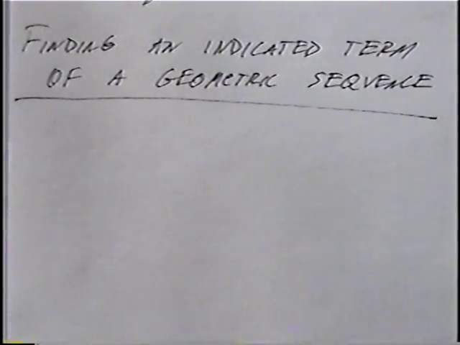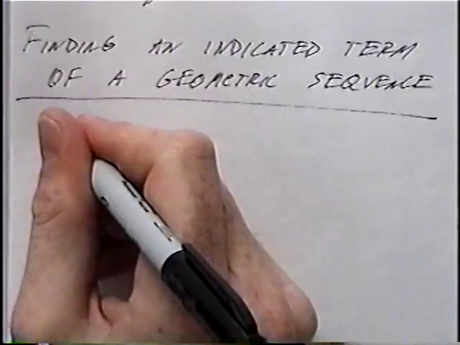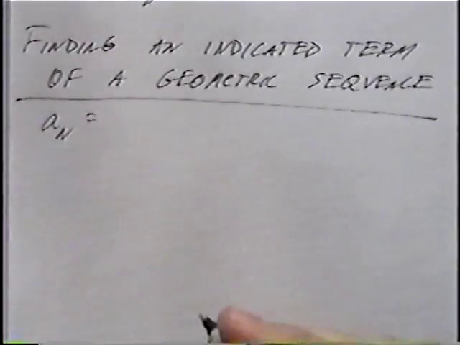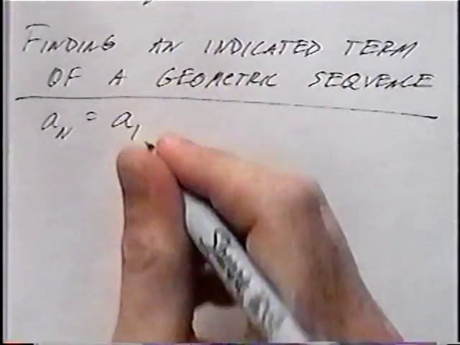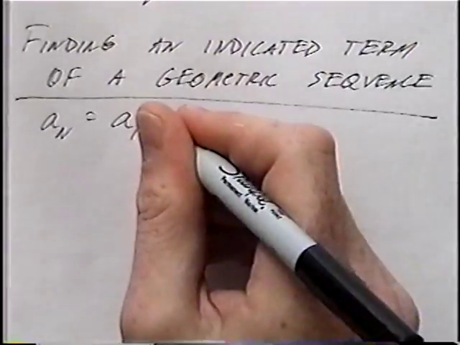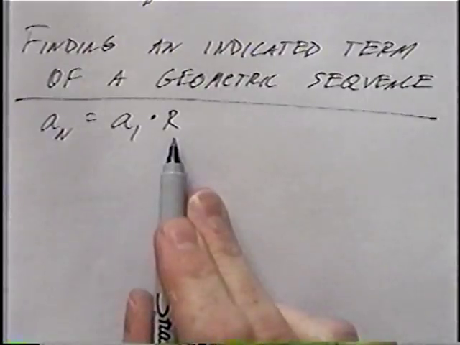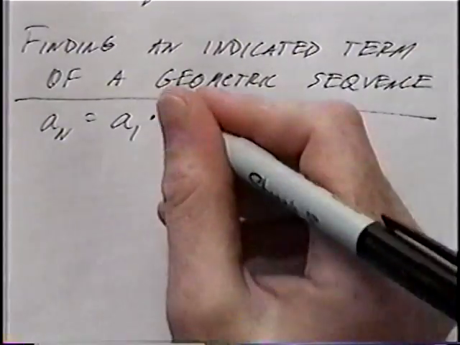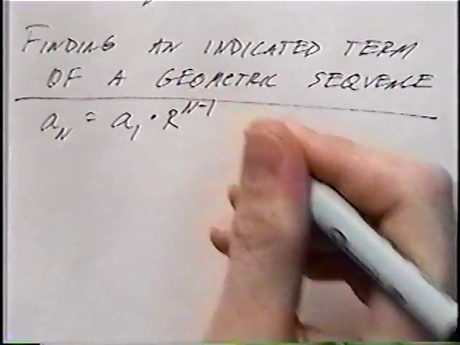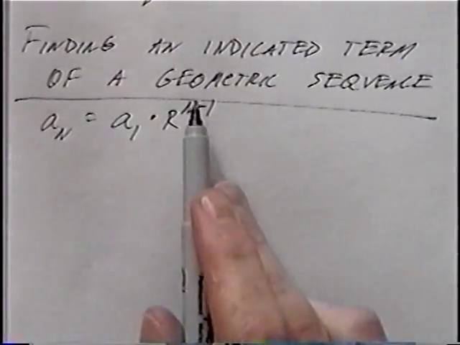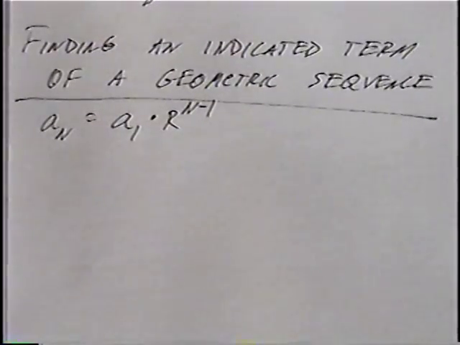The formula for a geometric sequence is a sub n, which again is the final term, equals a sub 1, which is the first term, times r, which in the previous problems was the rate, the number you're multiplying by each time, to the exponent of n minus 1. N again is the number of terms in the sequence.